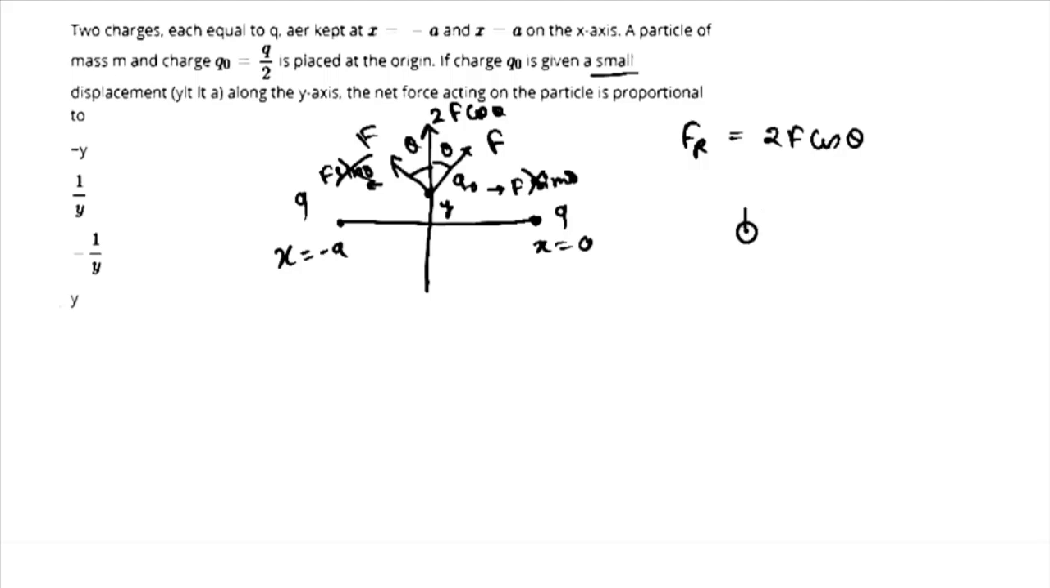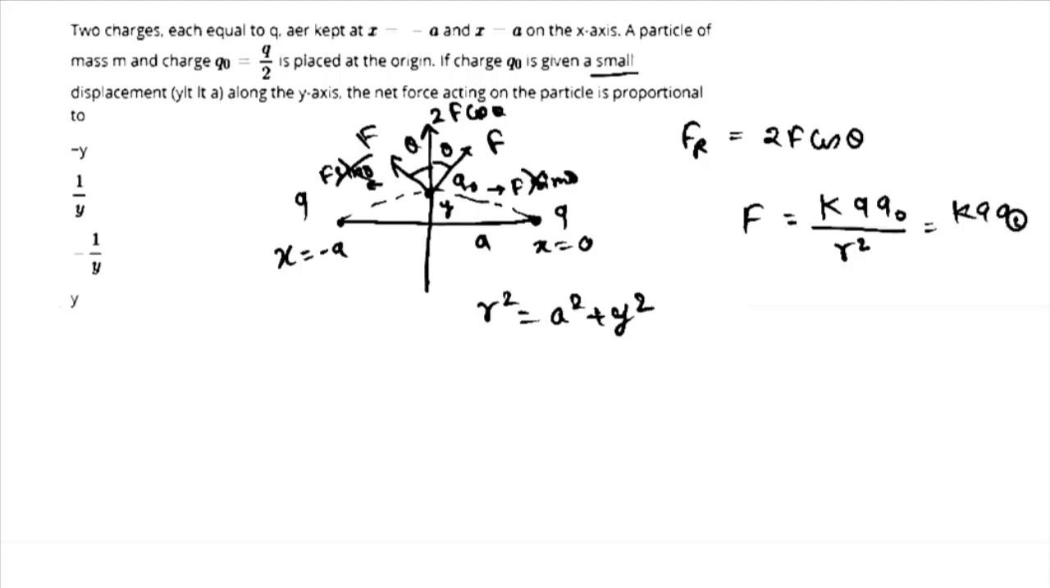So here the F is equal to... yeah, so we can calculate F by kq₀/r², where r is the distance. You can see r² is equal to a² + y², right? So I will write it as kq₀/(a² + y²).